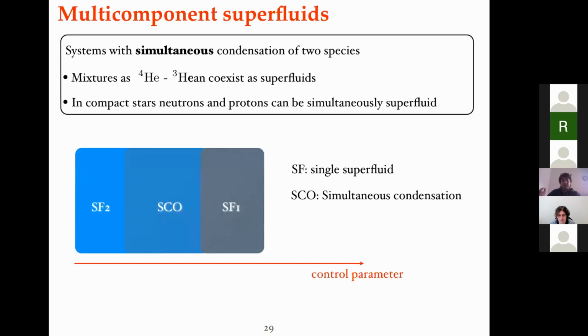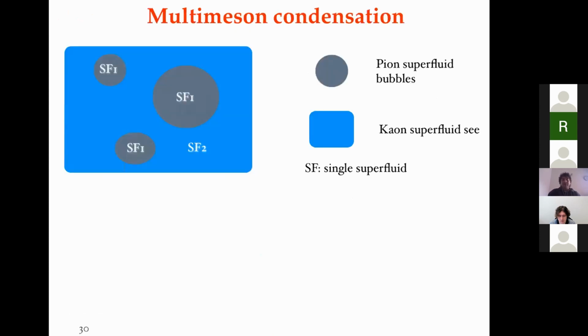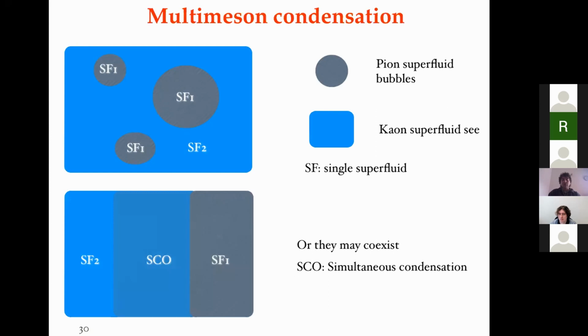So the thing that we would expect is that there's some control parameter with which you can span from the single superfluid phase, say SF2, to a simultaneous condensation, if it exists, and then the condensation of the other superfluid. And so the idea should be that there is a pion superfluid bubble, since it's a first order phase transition, there can be bubble formation, and the kaon superfluid, or the opposite, of course. Or they may coexist, so they can have a simultaneous condensation of the two.